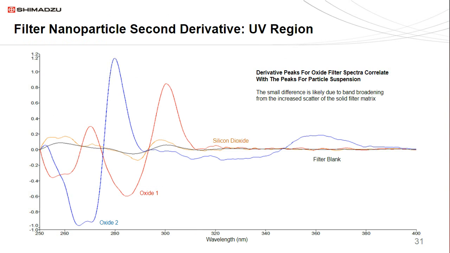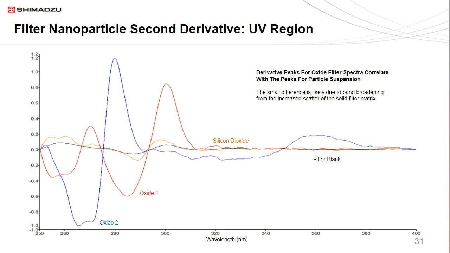So let's follow the procedure that we just described. We'll take the scatter transmission spectra of our nanoparticles on filter paper and take those 3 species of nanoparticles, generate their scatter transmission spectra, convert them to absorbance, and take a second derivative. And lo and behold, you can see the second derivative spectra of the 2 metal oxides and the silicon dioxide very closely resemble their solution counterparts.